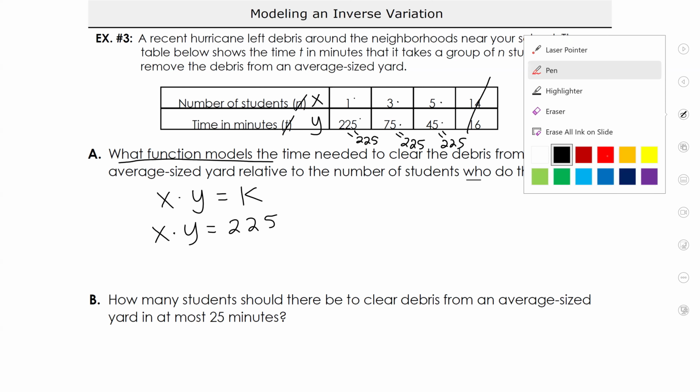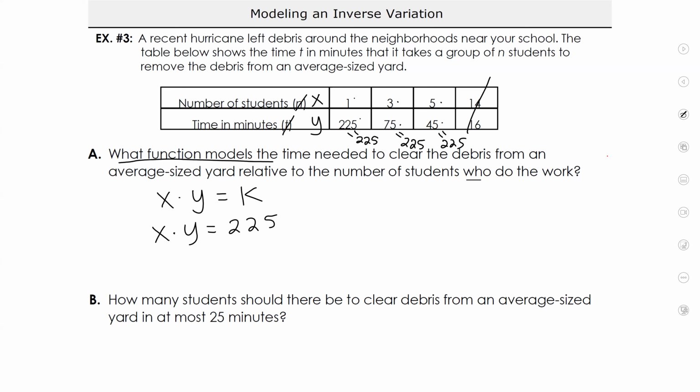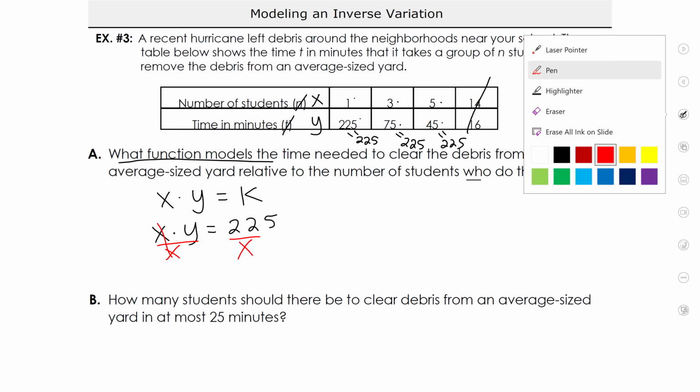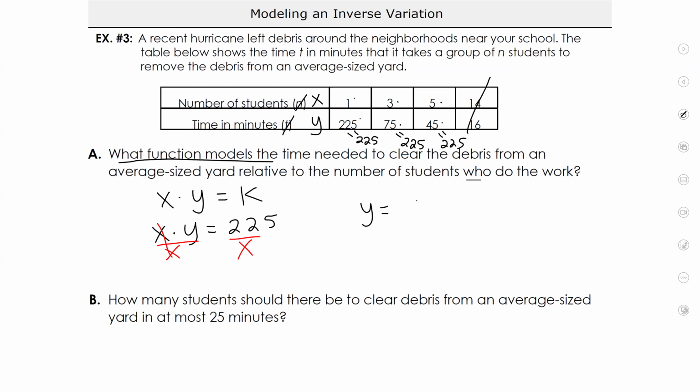Now, what do I do to solve for Y? Divide by X. Okay, that's your equation. Y equals 225 divided by X. And since they did say the word function, you can write it in function notation. So you can write it as f of x instead of y.